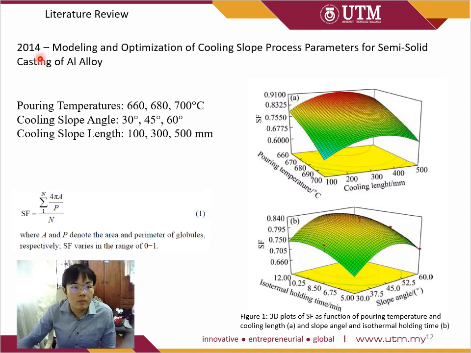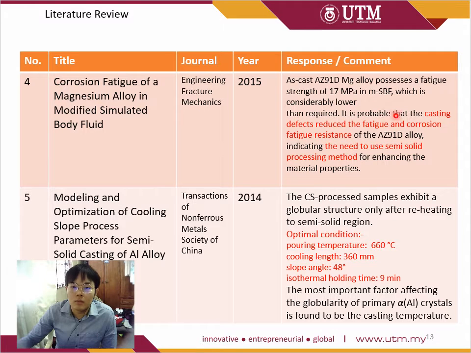And this paper from 2014, in this experiment, the pouring temperature varies, cooling slope angle varies, and cooling slope length varies. And note that this shape factor equation is the same as the previous equation, and these are the results. So in this paper, the magnesium alloy possesses a fatigue strength of 70 megapascal in modified simulated body fluid, which is considerably lower than required, indicating the need to use a semi-solid processing method to enhance the material properties.